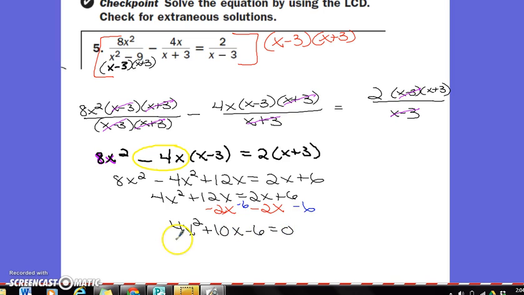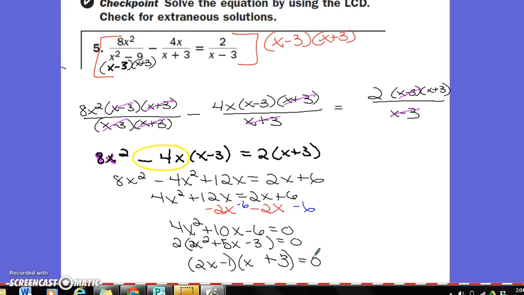We can take out a 2, guys. GCF. So this will be 2x squared plus 5x minus 3 equals 0. If you divide by the 2, it completely goes away. And we're going to factor this into 2x and x. We're going to put the 3 here. That's going to give us a positive 6 minus 1.